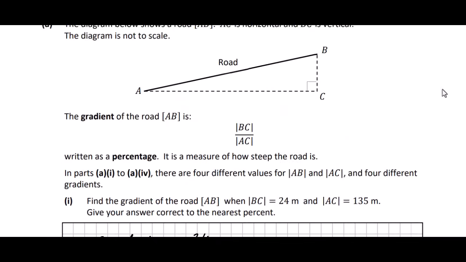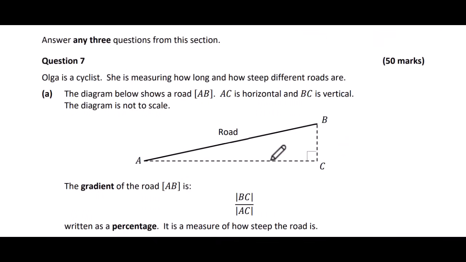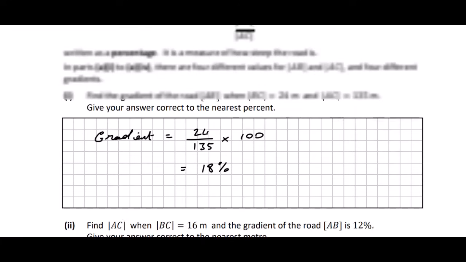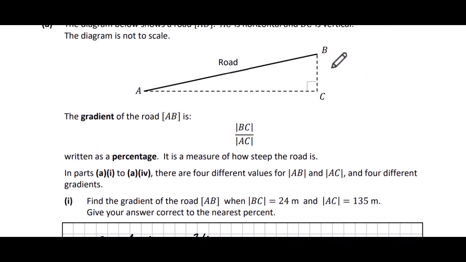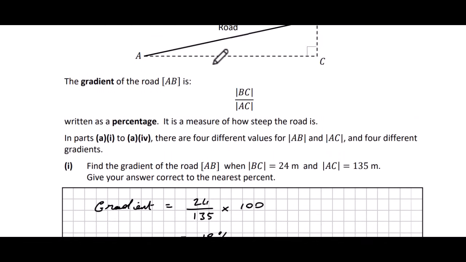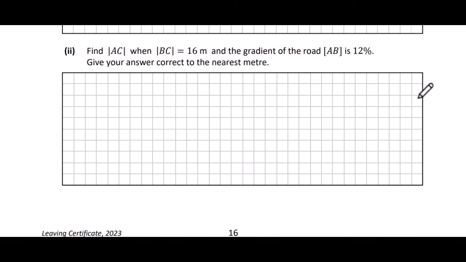Find AC. So now we've got to find AC, this side here, when the gradient of the road AB is 12%. So the gradient is 12%. So that means the BC, which is this side here, that's going to be 16. That's what you're telling us, 16. We don't know this side here, AC. That's what we've got to work out. So in other words, 16 over the side AC multiplied by 100. That's how you work out the gradient. And then we know that that is 12%.